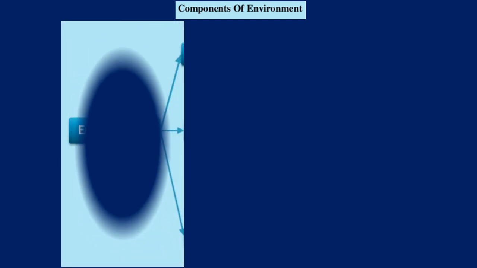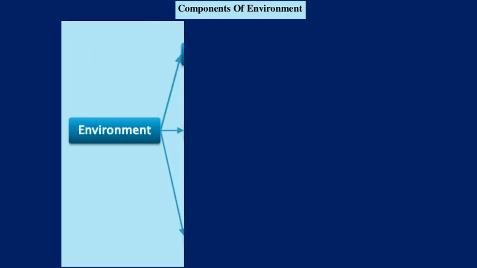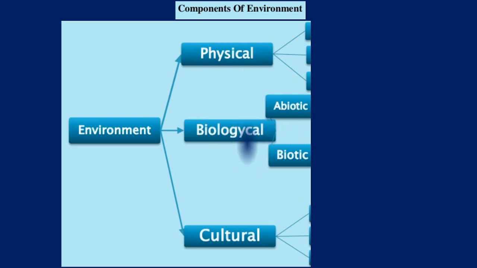Now let's look into the components of environment. What is an environment made up of? If you look at the different categories, or the components, first is the physical component of environment, then the biological component of environment, thirdly, the cultural component.